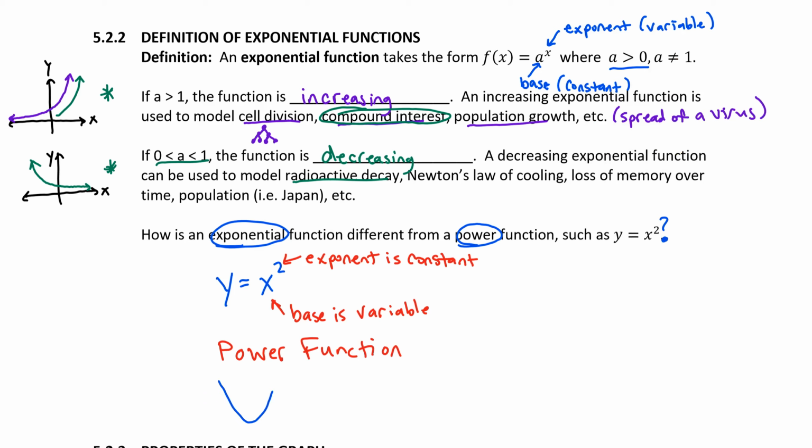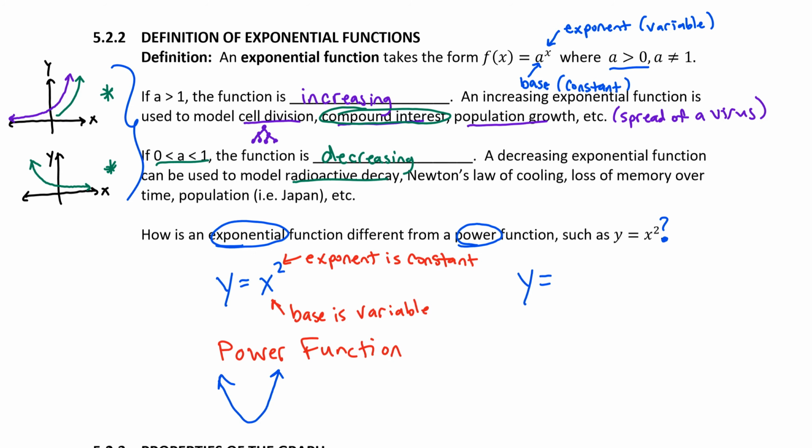Think about the shape of the graph of this power function. I know you know it very well. The shape of that graph would be a parabola. It doesn't look anything like the two exponential functions over here on the left. The base is variable, the exponent is constant, so it does not qualify as an exponential function.